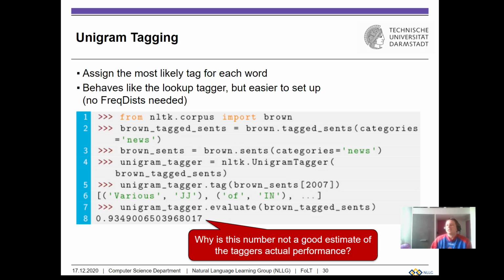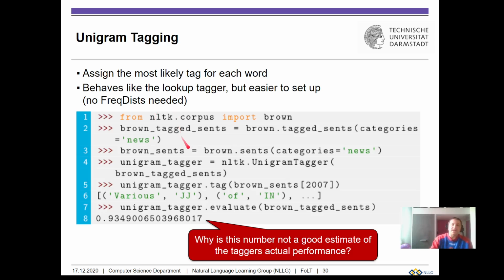So this is not what we're going to have in reality. In reality, we have the Brown corpus, and then we're going to use it to tag something else. We're going to use it to tag Twitter, for example, or we're going to use it to tag not the news subcorpus of Brown, but another subcorpus of Brown, right? So that's what we're going to use in practice, and we want to estimate how well our tagger would perform in reality, in practice, in the wild, so to speak.